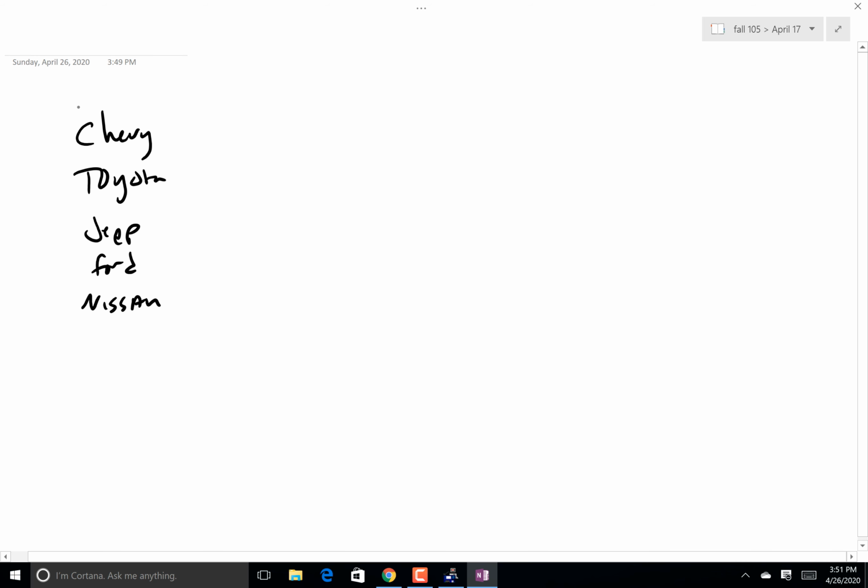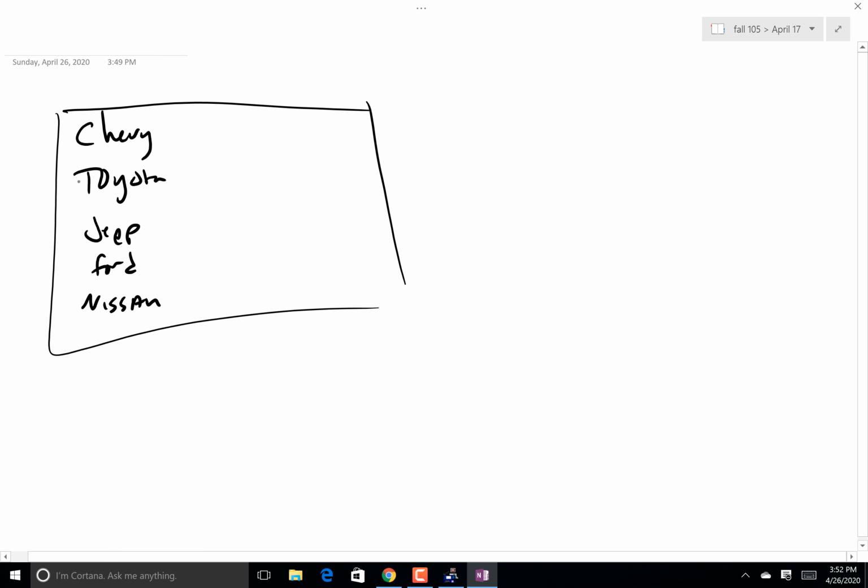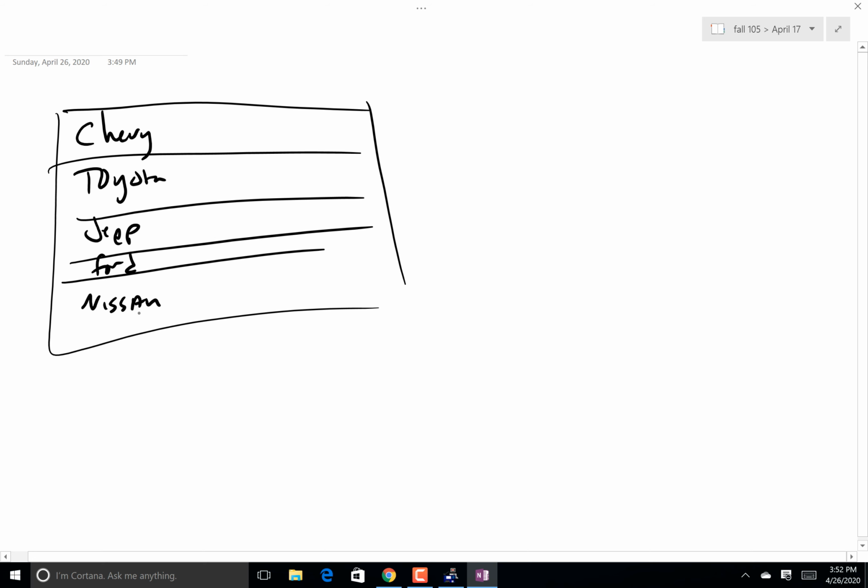Suppose you had some vehicles. You run a little car lot, and you sell some Chevys and some Toyotas and some Jeeps and some Fords and Nissan. I don't really care, whatever. And so for this month, you've kept track, and it looks like this. You sold 50 of these, and 30 of those, and 10 of these, and 60 of those, and 10 of these.